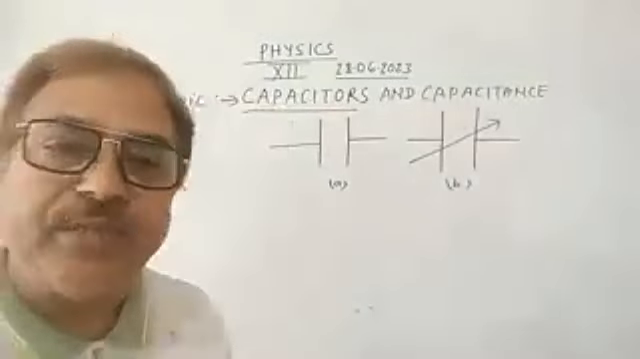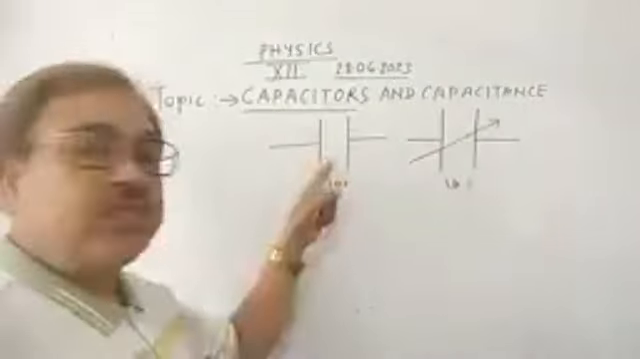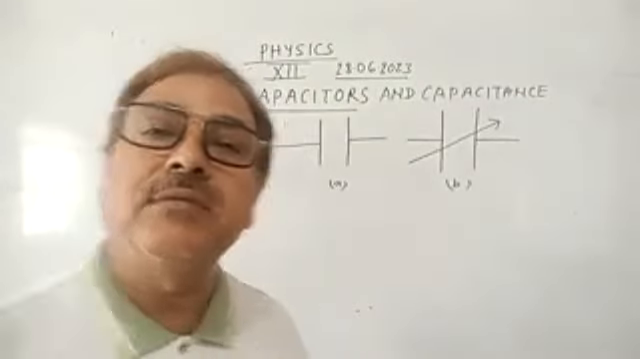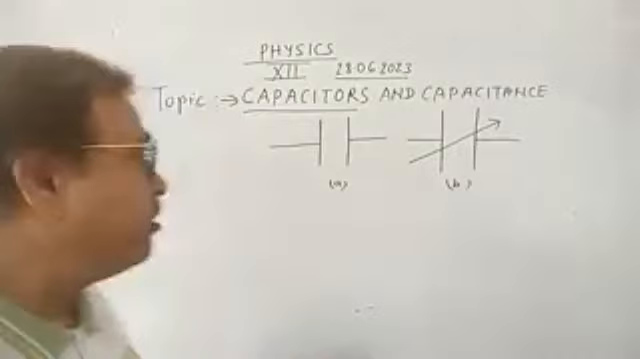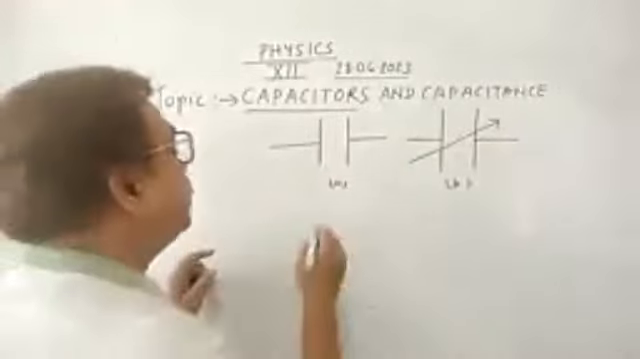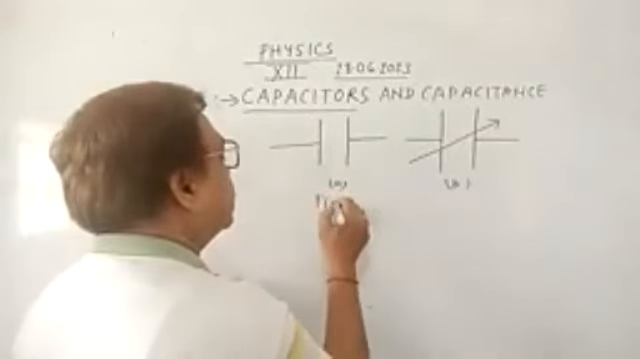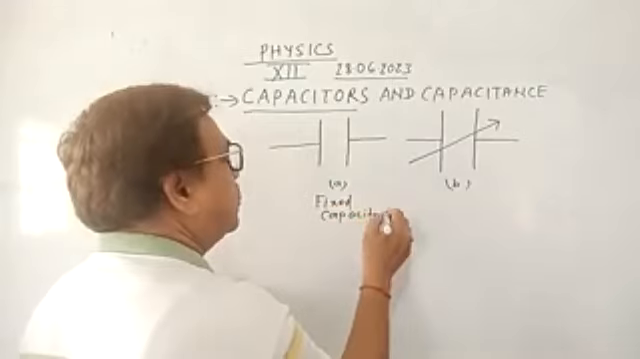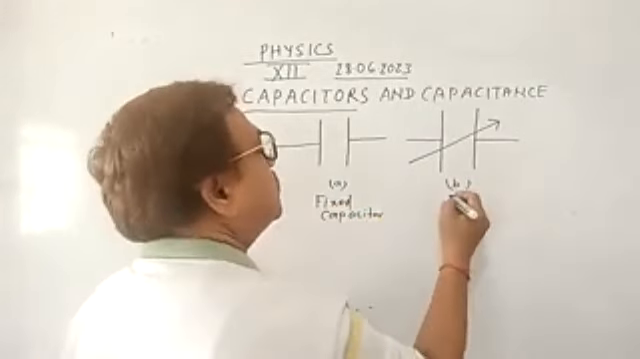What is a capacitor? You see here the two bar lines. This is the symbol of the capacitor. This is a fixed capacitor. And that is a variable capacitor.